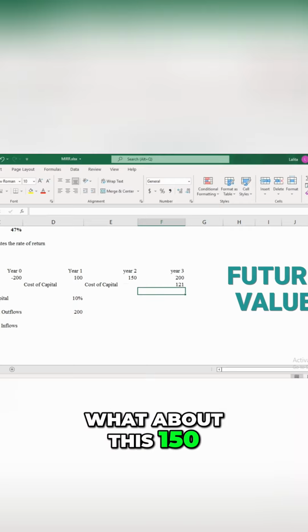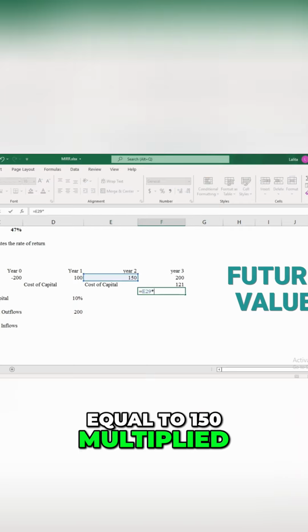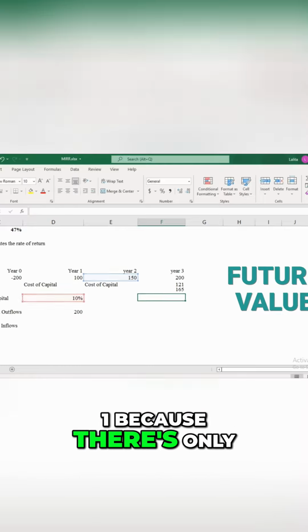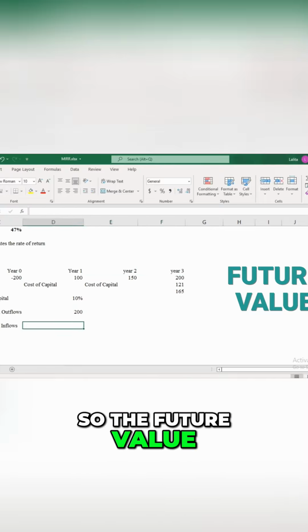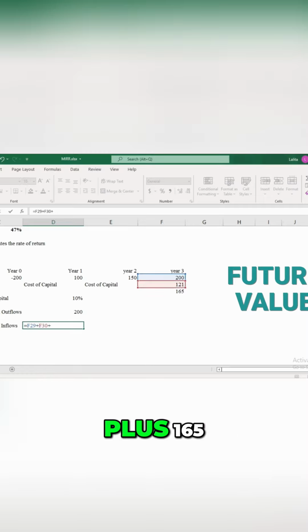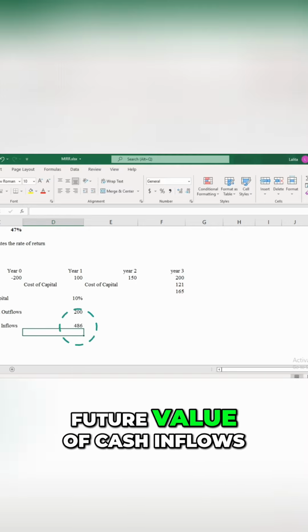What about this 150? This will be equal to 150 multiplied by 1 plus 10% to the power of 1, because there's only 1 year left between year 2 and year 3. So the future value of cash inflows will be 200 plus 121 plus 165. So this is our future value of cash inflow.